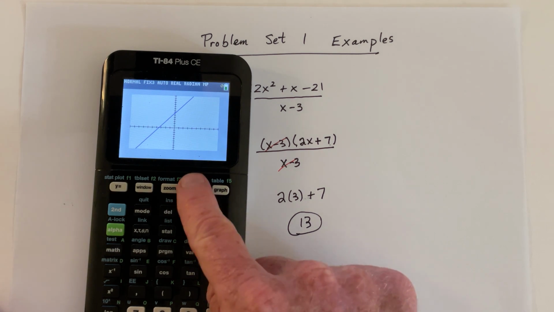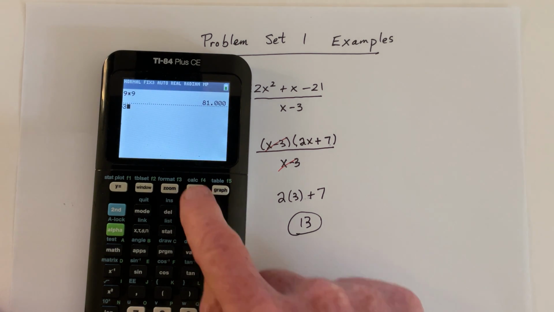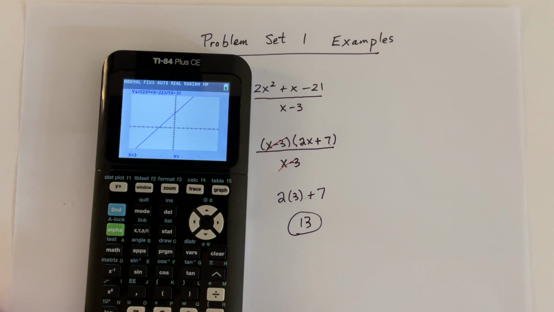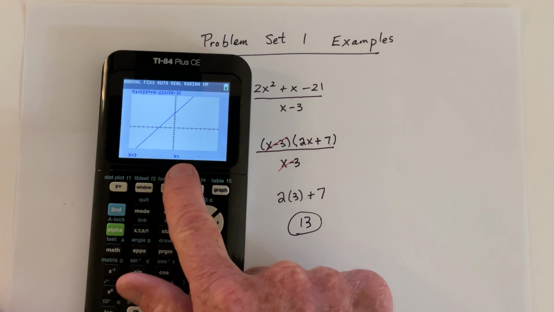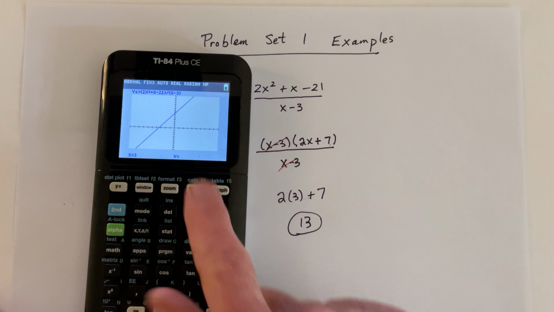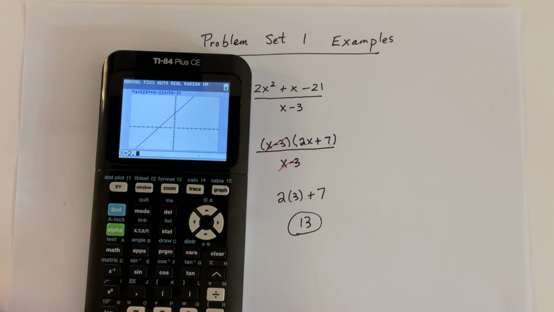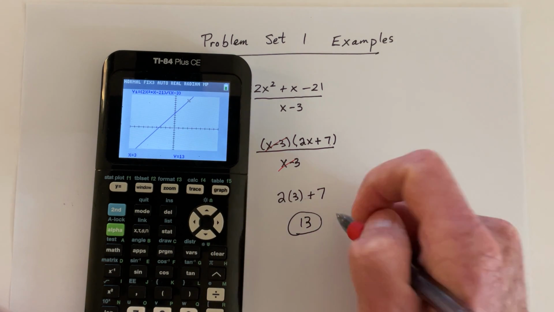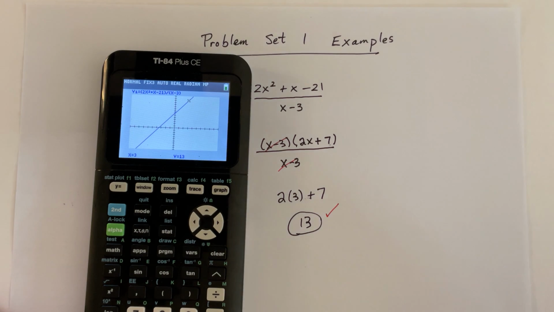And then you'll see if I trace and I plug in a 3, it says there's nothing there because that's the division by 0. But if you put something close to 3, like 2.999, then it should say 13. 13. So now it deserves a red check mark because that is correct.